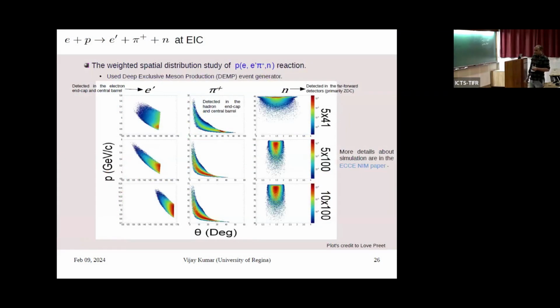So next, this is another study, a spatial distribution study that we conducted to understand the phase space of these particles. Here are the electrons, pi plus, and neutrons, for different beam energy combinations, 5 on 41, 5 on 100, and 10 on 100, and this is theta with respect to the proton beam and the center-of-mass momentum of these particles. More detail on this and also the simulations are in this paper.